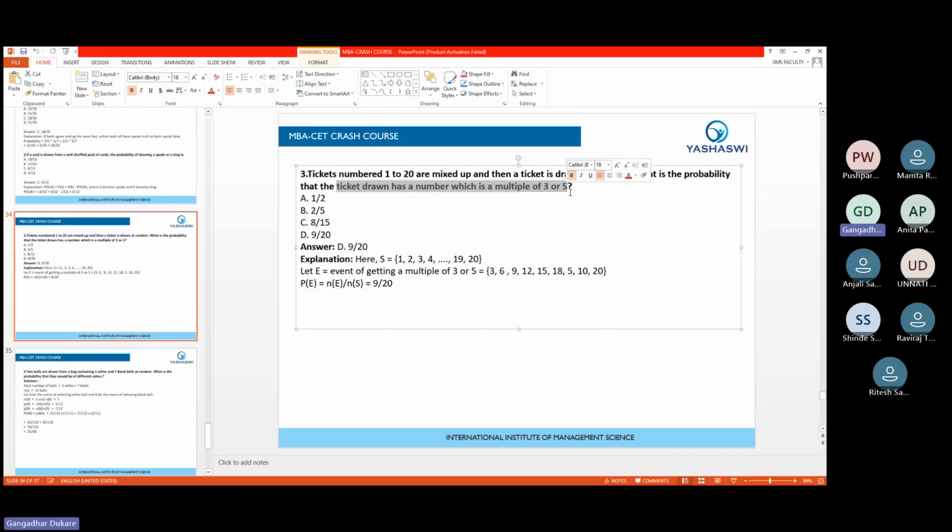That is simple, we are studying this in many parts. In that, we need to get a sample. The ticket numbers are 1 to 20, so our sample size is the numbers 1, 2, 3 up to 20. We need to calculate the probability that the ticket drawn has a number which is a multiple of 3 or 5. Those are the multiples of 3 or 5.